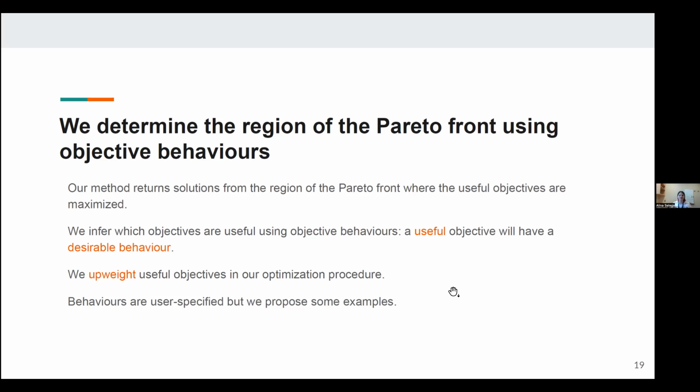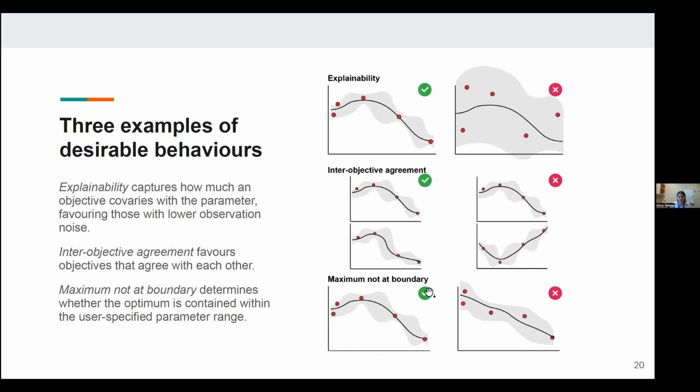In our framework, behaviors are user specified, but we do propose some examples in our work. These are the 3 examples that we propose. The first behavior is explainability, and that captures how much an objective covaries with the parameter that we're optimizing. We favor those objectives that have lower observation noise versus high observation noise. The cartoon shows it here. The second one is inter-objective agreement, and that favors objectives that agree with others. The idea is that all of these objectives should measure similar things, or at least be maximized in similar regions. If a few agree, we can be a bit more confident in them, that they weren't noisy or didn't fail in the experimental conditions.